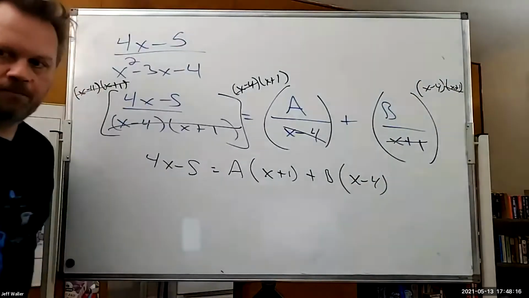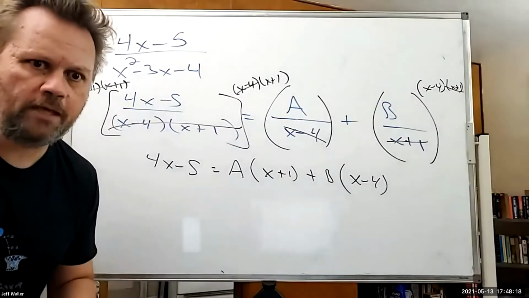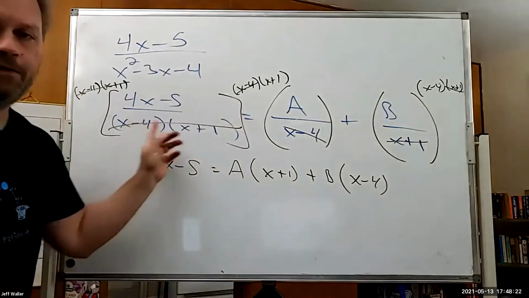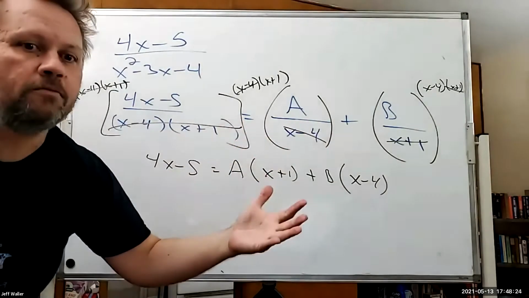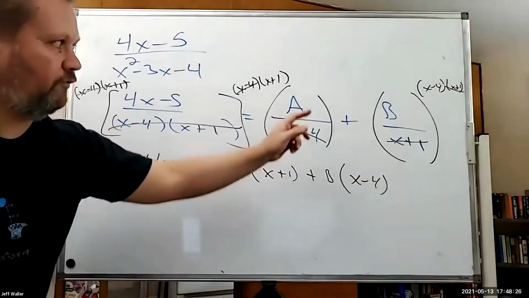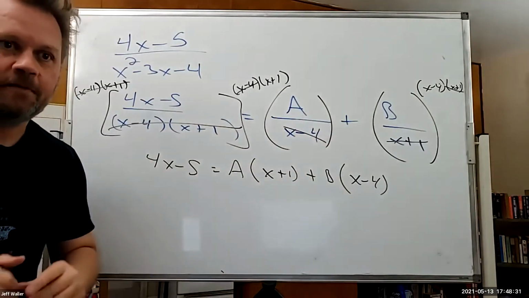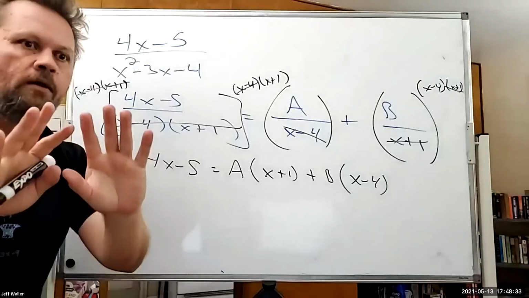All right. Is everybody okay with what I just did? I have an equation that I'm assuming is true. So we know it's true. It's true for some A and B. We just don't know what they are yet.